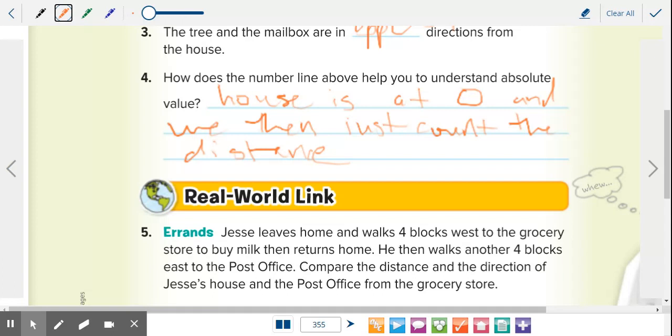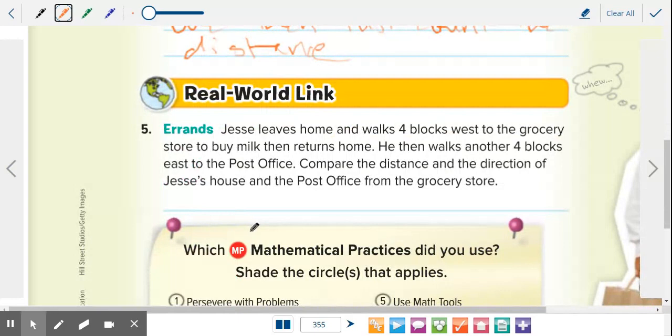Number 5, Jesse leaves home and walks 4 blocks west to the grocery store to buy milk and then returns home. He then walks another 4 blocks east to the post office. Compare the distance and the direction of Jesse's house and the post office from the grocery store. Basically, if he walks 4 blocks west to the grocery store and then goes home, and then he walks another 4 blocks east to the post office, what can we say about the direction? Like the distance, basically. How far away are they?